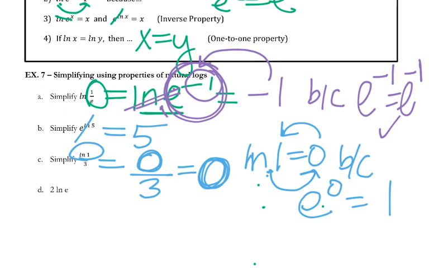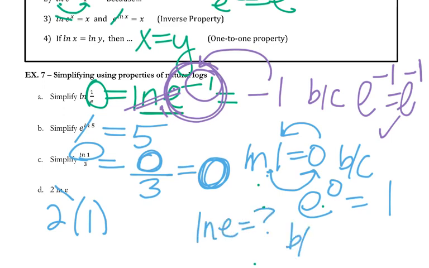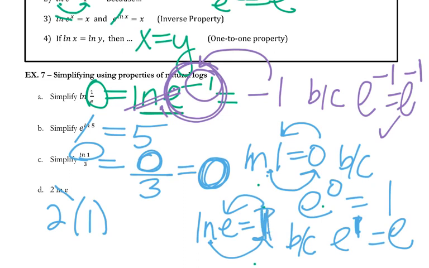Okay, final example. 2 times the natural log of e. Well, the natural log of e cancels. It doesn't cancel to 0, it cancels to 1. And let's remind ourselves why. The natural log of e equals, let's change it to an exponential statement. This is log base e raised to some exponent equals e. Well, that exponent has to be 1. So natural log of e equals 1. So we have 2 times 1, which is 2.